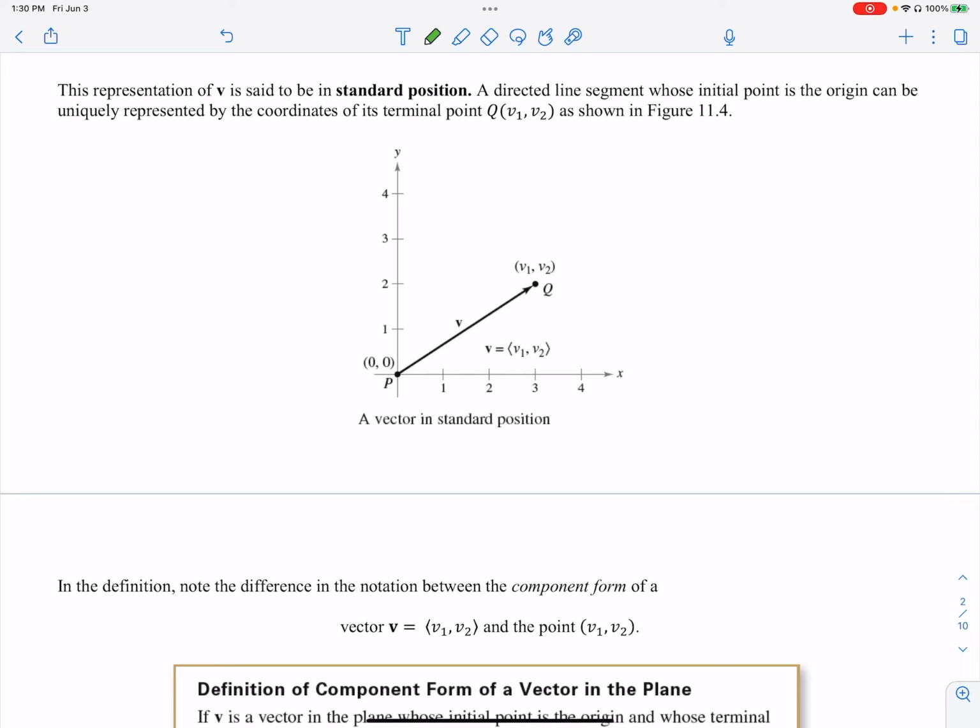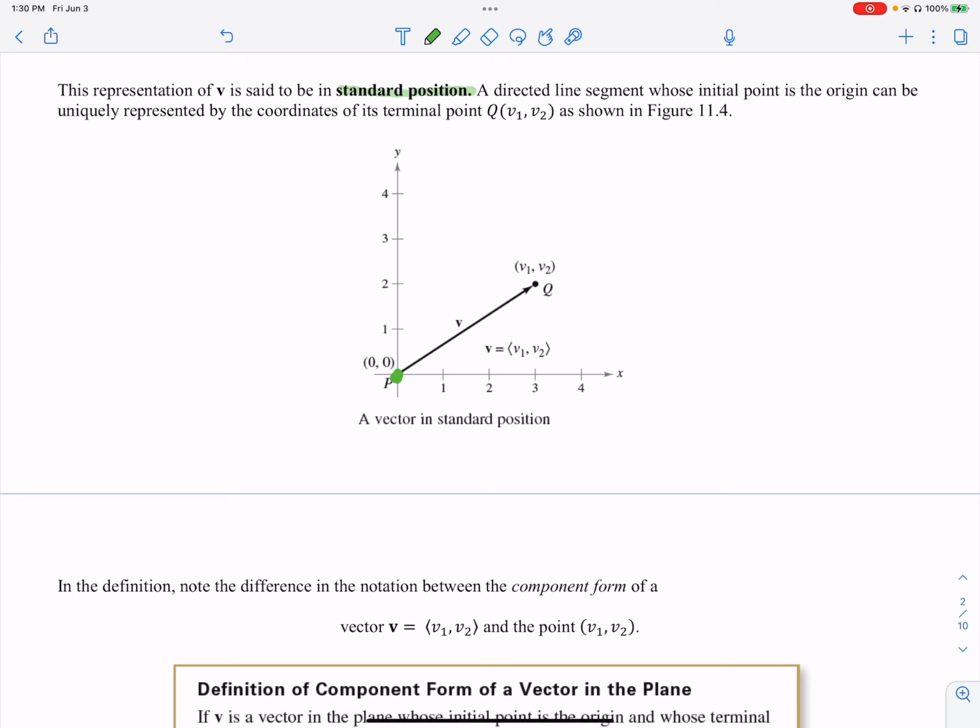In this video, we continue our discussion of section 11.1, working on vectors. So this video will mainly contain a bunch of definitions. This representation of v, so they're showing the one below, is to be in standard position. What standard position means is that it's centered at (0, 0). That's all it means. And then it goes to the point.